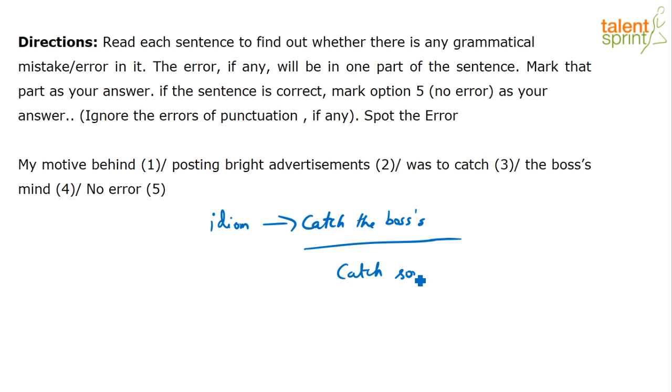Catch someone's. What's the idiom, Deepak and John? My motive behind posting bright advertisements was to catch the bosses. You're giving me a collocation, a colloquial phrase. The idiom is catch someone's, okay. Got it, Revati. Catch someone's eye. Yes, eye. Good. Catch someone's eye means to grab someone's attention. Correct. Logically you are correct. But the idiom is catch someone's eye. The collocation is you can grab someone's attention. You can also catch someone's attention.